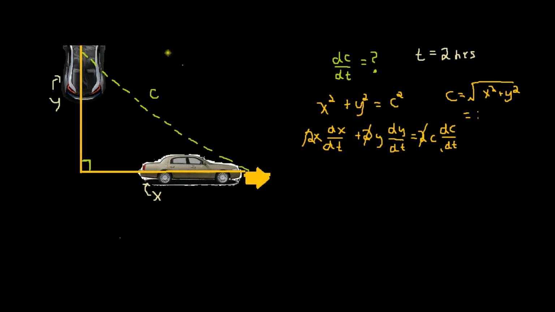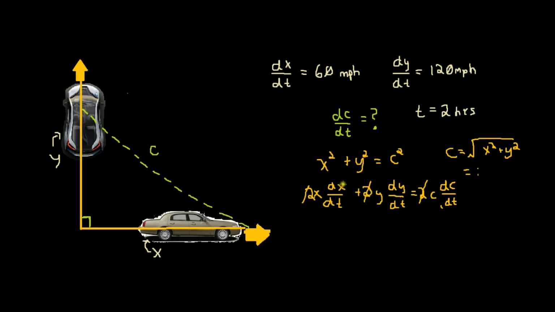So we know dx/dt and we know dy/dt. We're looking for dc/dt. What are x, y, and c? That's all we need. Well, time equals 2 hours when we're trying to find the rate of change of c, so dc/dt. And at time equals 2 hours, well, car X is going at 60 miles per hour, so it's going to be at 120 miles. That makes sense. 60 times 2, 120.